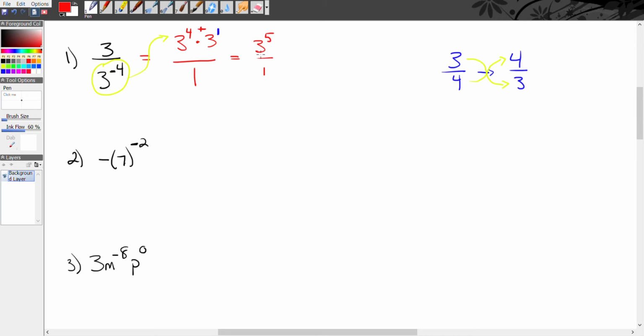And I can evaluate 3 to the 5th power. I just multiply 3 times 3 times 3 times 3 times 3. And I get 243 over 1, which can be written in simplest form as 243.